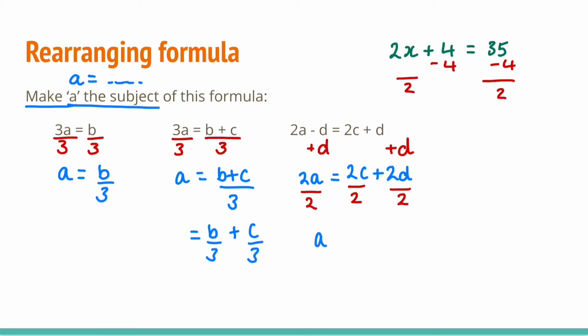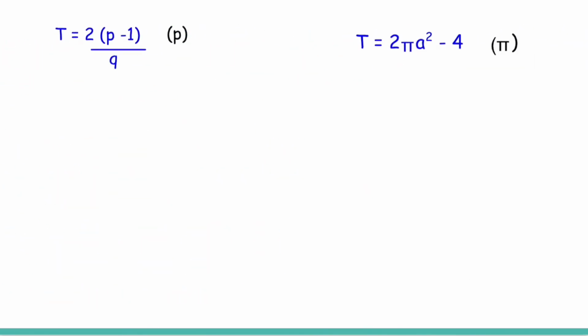So that would then give you a is equal to 2c over 2 plus 2d over 2. And if we notice, the 2's here cancel, so a is just equal to c plus d. So that was how we rearrange formula. It's exactly the same as solving. It's just that instead of having lots of numbers, we have lots of letters to work with instead.